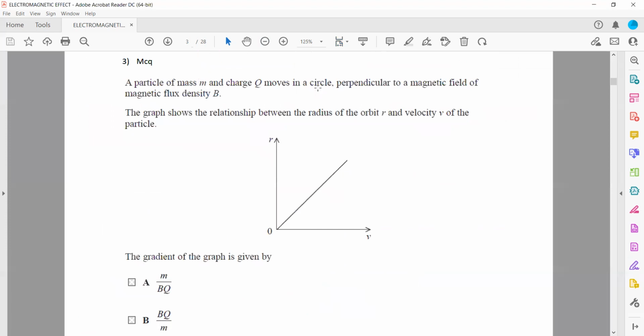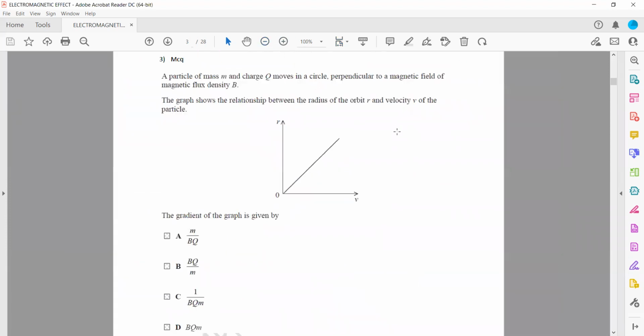The next one: a particle of mass M and charge Q moves in a circle perpendicular to a magnetic field. So what happened? The magnetic force is causing a rotation. So we can say the magnetic force is equal to the centripetal force. The graph shows the relation between the radius of the orbit r and the velocity. What is the gradient of the graph? How do we work it out?